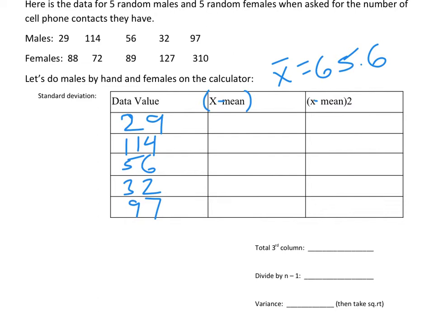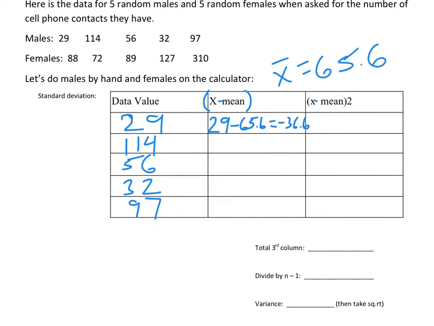So the first thing you need to do is subtract the mean to each piece of data, and that's why standard deviation can be so tedious. And really, if you have a big set of like hundreds of pieces of data, it's very impractical for us to do it by hand. You have to subtract the mean from each piece of data. So I would go through and say, all right, I got to do 29. Take away the mean, and I get negative 36.6.